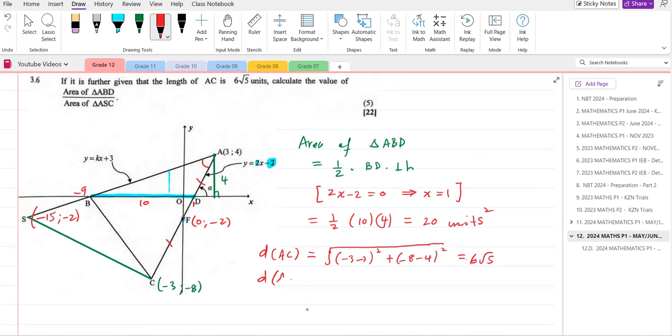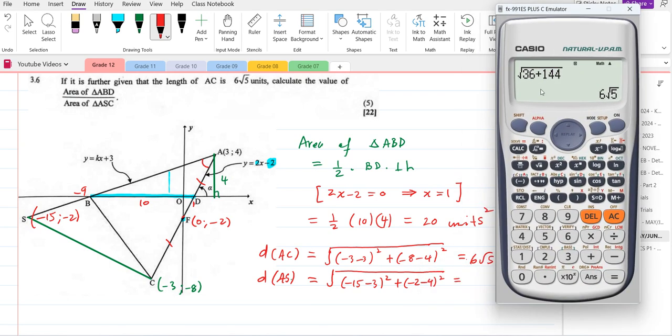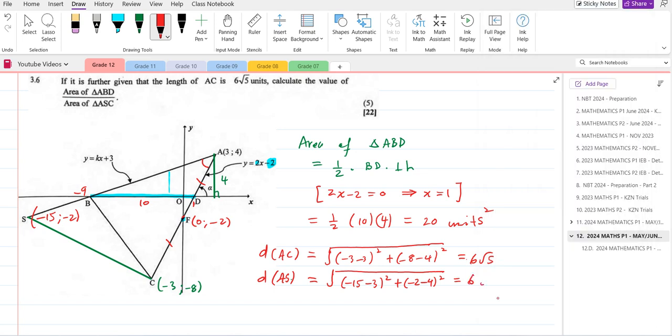So AS, I'm going to calculate the distance, square root, and we're going to say -15 -3 all squared plus -2 -4 all squared. Right, so I'm just going to enter this whole thing in the calculator again. Square root, that's -15 -3 is 18 squared plus, I know that is 6 squared, which is 36, and that is 6 root 10, right?